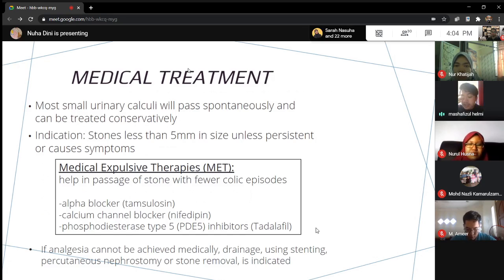But this medication is not without complications. Such as the alpha blocker, we need to anticipate if the patient has hypotension. So if analgesia cannot be achieved medically, drainage using stenting, percutaneous nephrostomy, or stone removal is indicated. So next one.